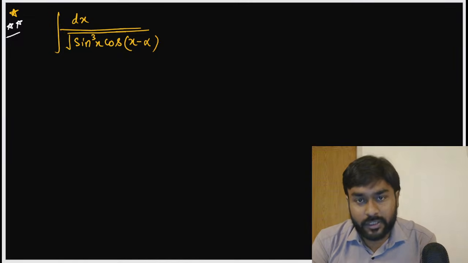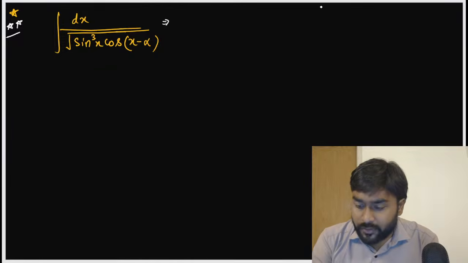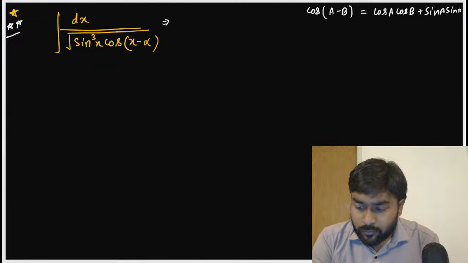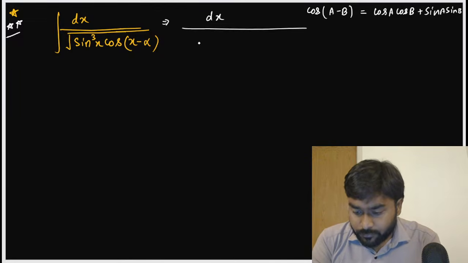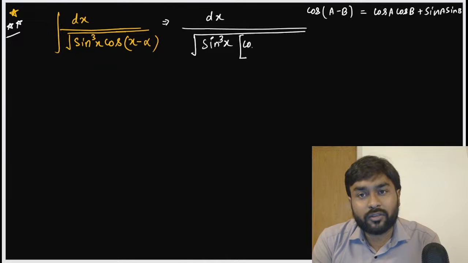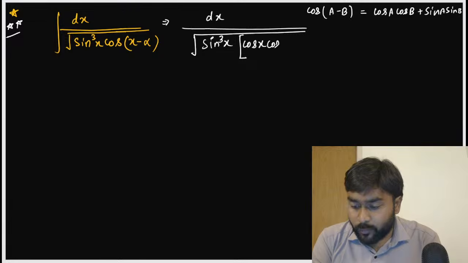First, we will open this cos of x minus alpha. Then the formula is saying cos a minus b. Cos a minus b formula is what? Cos a cos b plus sin a sin b. This formula we will apply. So here if you apply, what will happen? dx by, this is what? Sin cube x, and here what can we write? Cos A cos B means cos x cos alpha, then plus sin A sin B means sin x and sin alpha. This you can write.